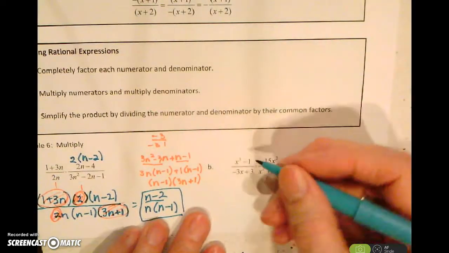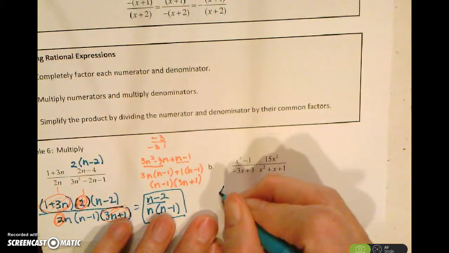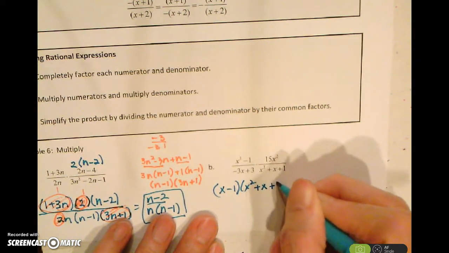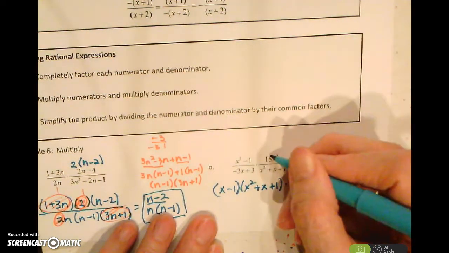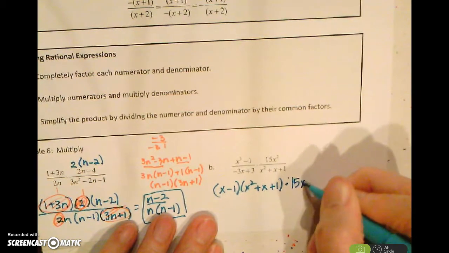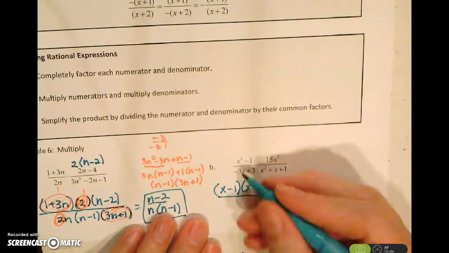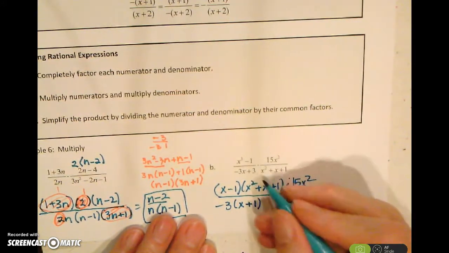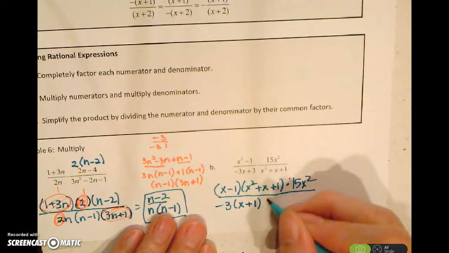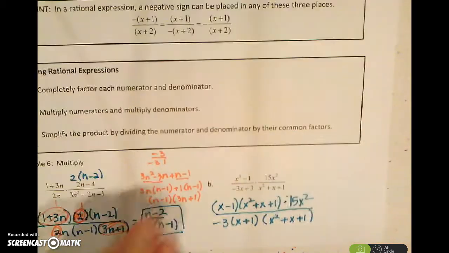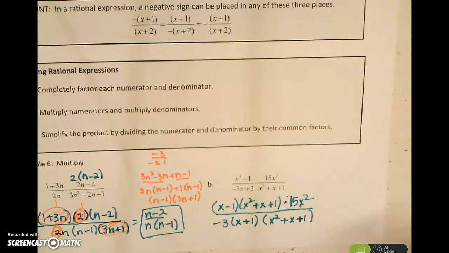Then B, we have, look there at x cubed minus 1, which we're going to factor into x minus 1, it's a difference of cubes, x squared, opposite sign, plus x plus 1. And we're going to multiply it times 15x squared. And then in the denominator, I'm going to factor a negative 3 out of this. So negative 3 times x plus 1. And then try the AC method, but it won't work. X squared plus x plus 1. There are not two numbers that multiply to be 1 and add to be 1.